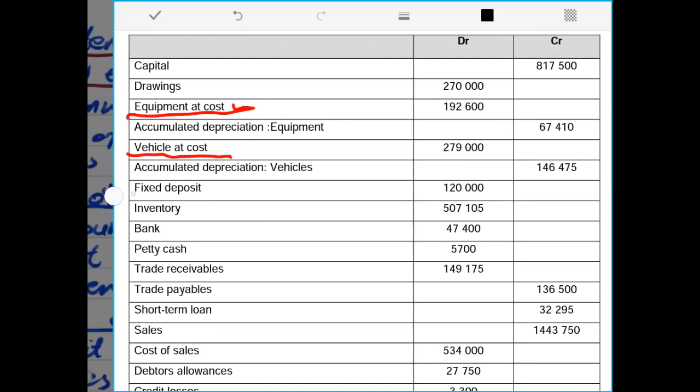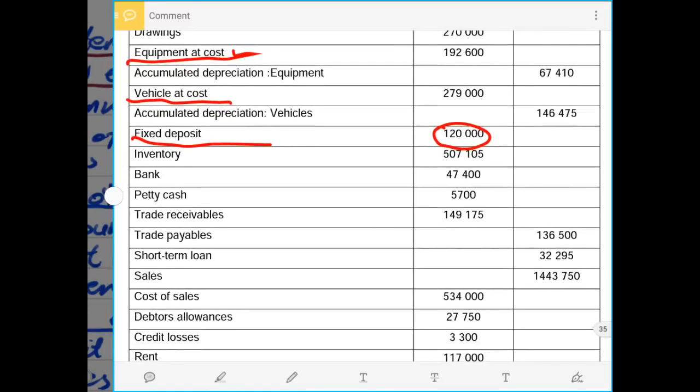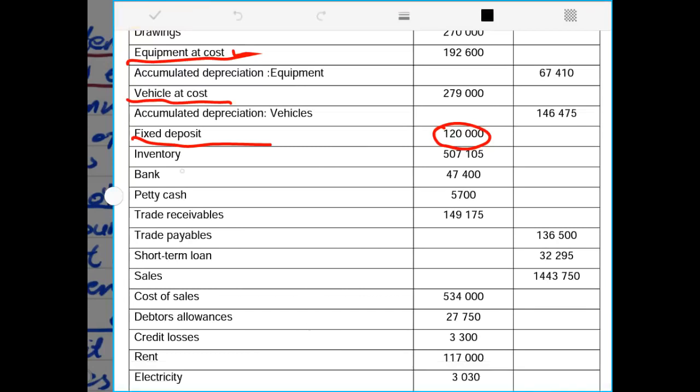We are given fixed deposit, again another asset, and a fixed deposit can be a current or a non-current asset. As I highlighted previously, it depends on the maturity date of the fixed deposit. If it matures in less than 12 months, it's a current asset. If it matures in a period more than 12 months from the end of the current year, then it is a non-current asset. We are given inventory, petty cash, bank. The two are supposed to be combined because all those are cash available in the bank.